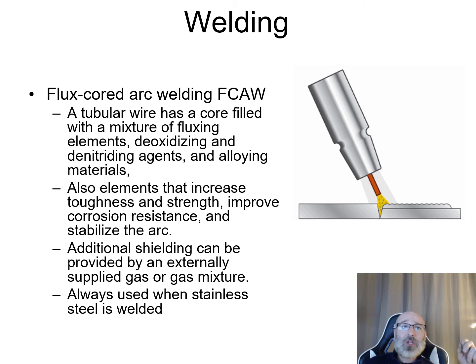So next I want to take a look at flux core arc welding, or FCAW. Within this type of welding, we have a tubular wire that has a core filled with a mixture of fluxing elements, deoxidizing, denaturing agents, and alloying materials. There's also elements that are going to help to increase toughness and strength, improve corrosion resistance, and stabilize the arc.